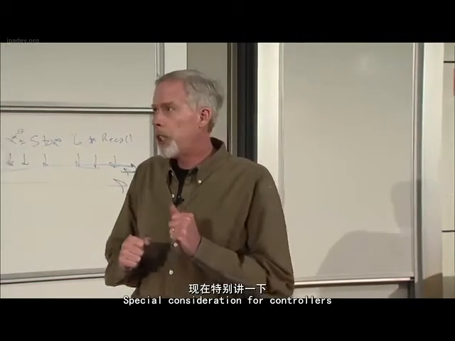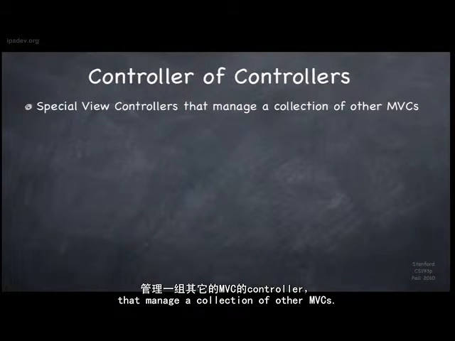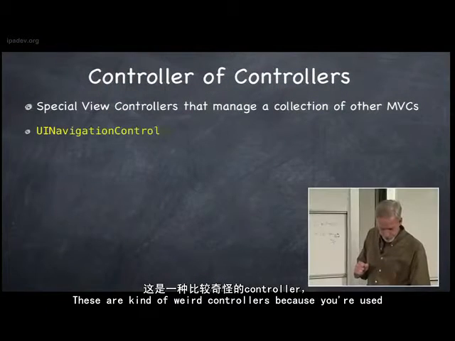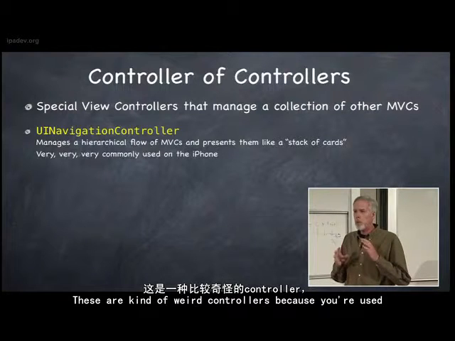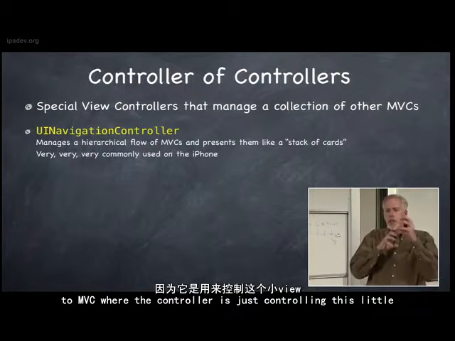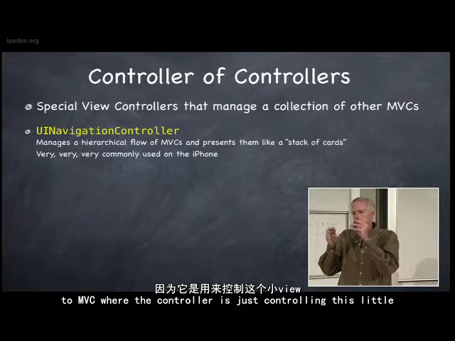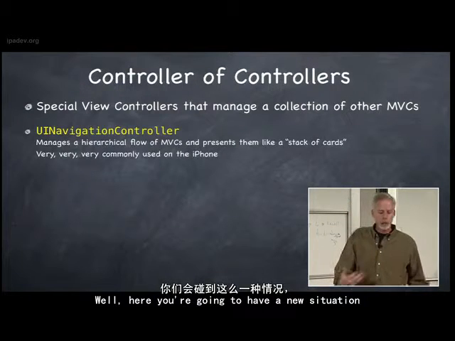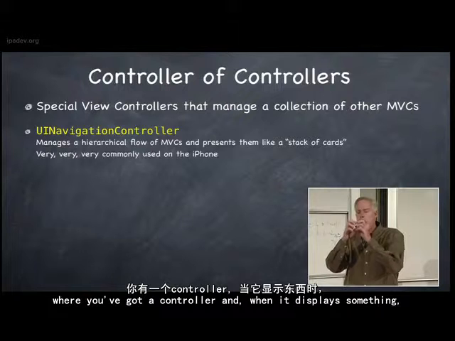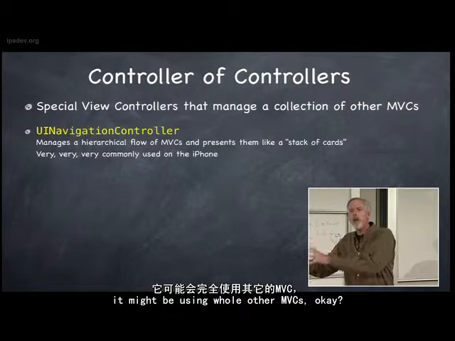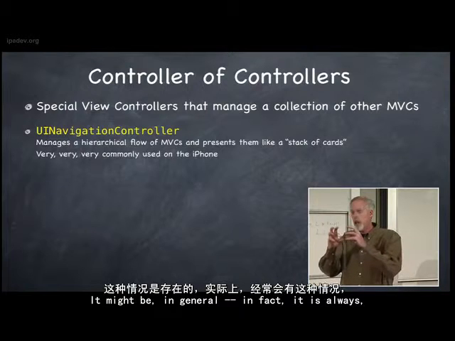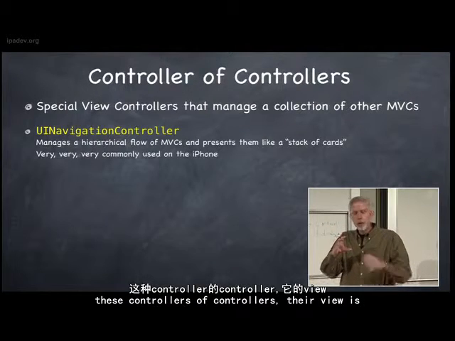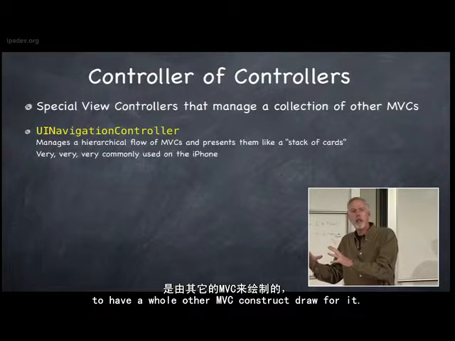All right, special consideration for controllers that manage a collection of other MVCs. These are kind of weird controllers, because you're used to MVC where the controller is just controlling this little rectangular view and all the things in it, and that's it. Well, here you're going to have a new situation where you've got a controller, and when it displays something, it might be using whole other MVCs. In fact, it is always these controllers of controllers. Their view is to have a whole other MVC construct draw for it.